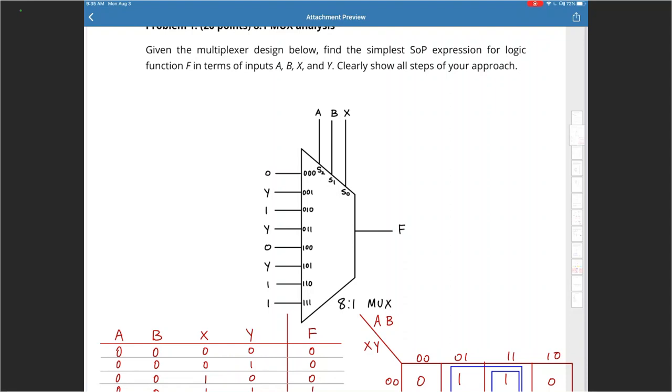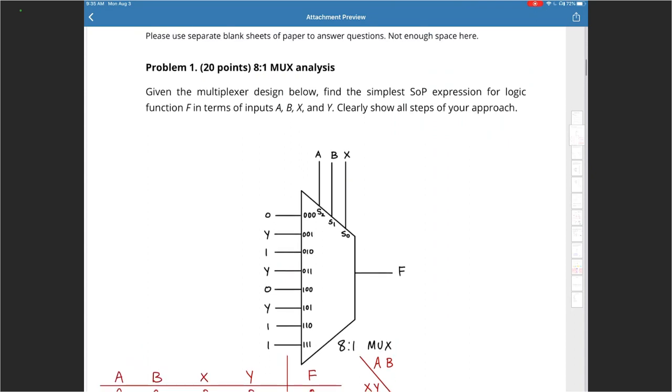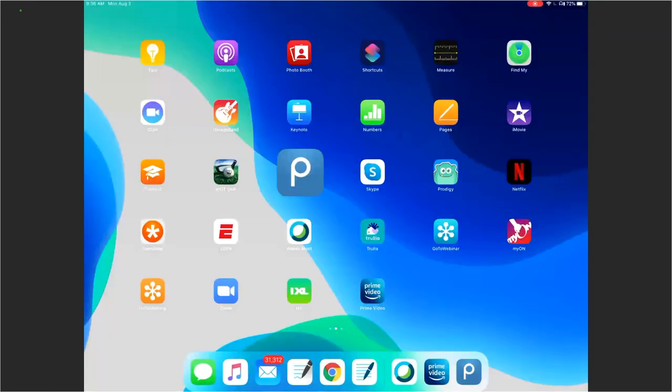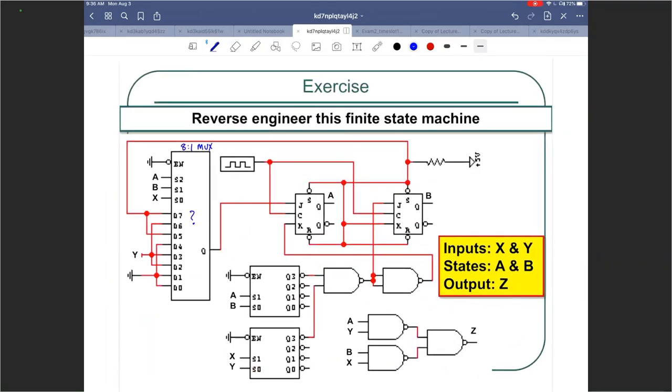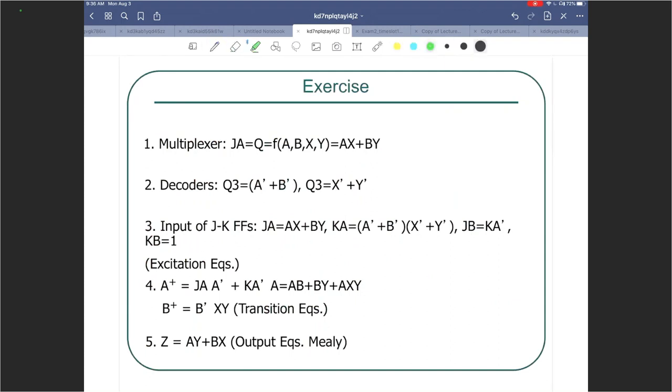That was a combinational logic. That was an 8 to 1 mux analysis problem. And many of you have done that, right? That is exactly what this is. The 8 to 1 mux over here. It's exactly the same. There's absolutely no difference there. A, B, X, Y, enable, everything else is the same. So now I hope that you are able to relate to this.